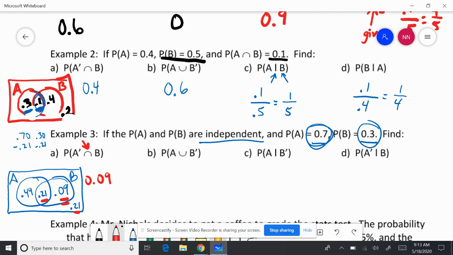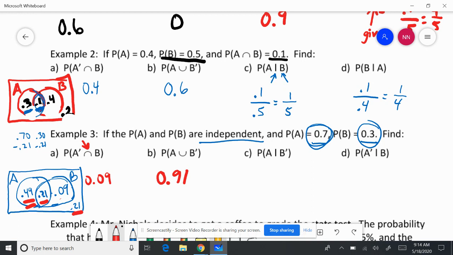Now, if we're looking at letter B, this time we have an or statement. An or statement includes everything. So when we're including everything, that means we're including the A and the not B. Since or includes everything, we're including everything but the 0.09. So that would be 0.91.